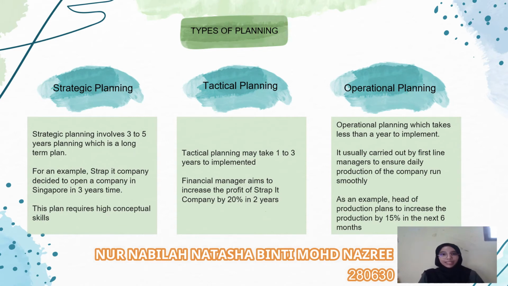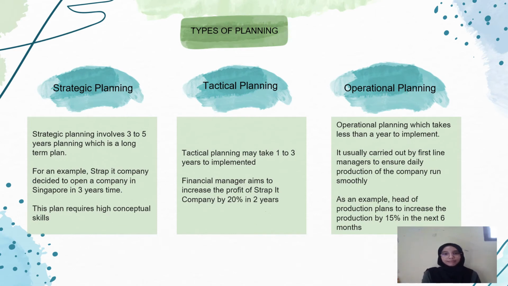Tactical planning may take 1 to 3 years to implement. The financial manager of Strapit aims to increase the total profit of the company by 10% in 2 years. The last planning is operational planning, which takes less than a year. Strapit plans to increase the customers by 5% every month.